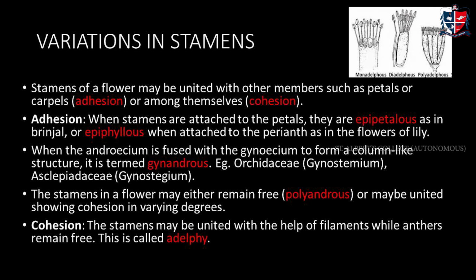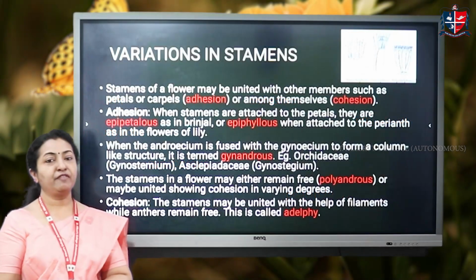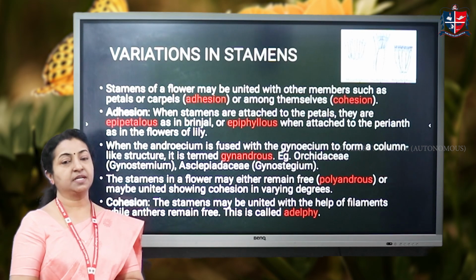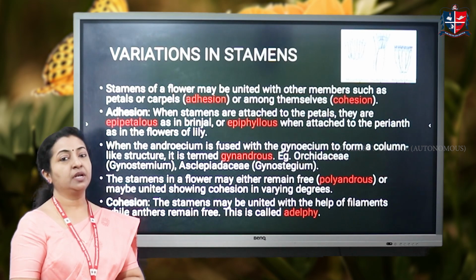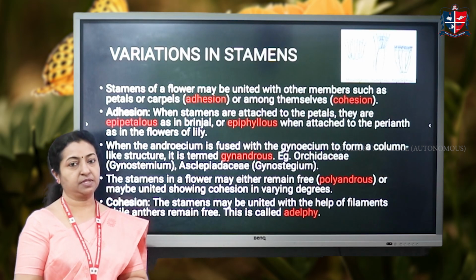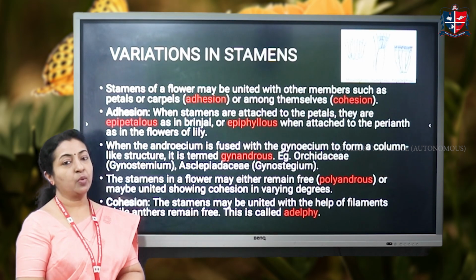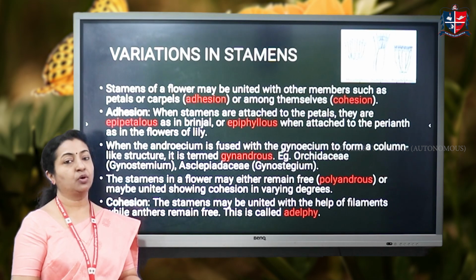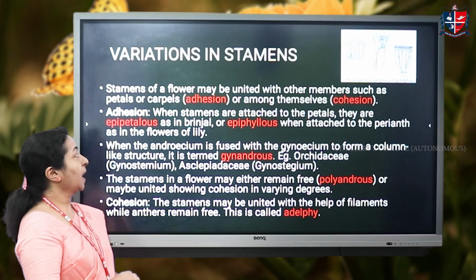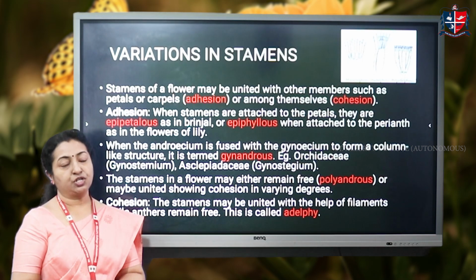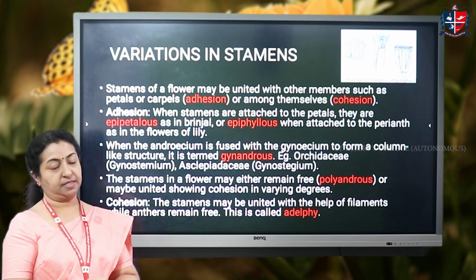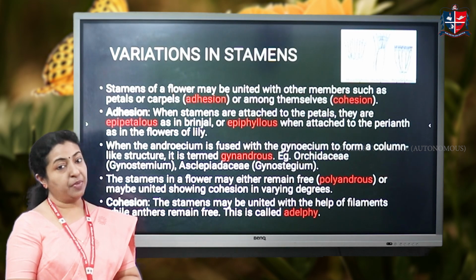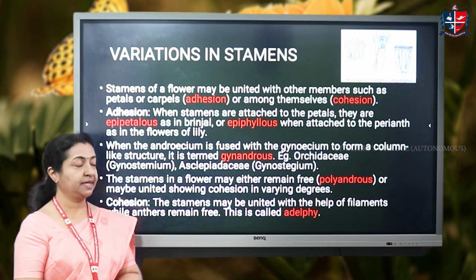Now going into variation in the case of stamens. There may be fusion of the stamens in two types: one, cohesion, wherein the stamens fuse among themselves, or else adhesion, where the stamens may fuse with the other parts of the flower, namely the petals on the outside or the gynoecium inside. In the first case, adhesion, we find the epipetalous condition where the stamens are fused with the petals, or epiphyllous when they are attached to the tepals.